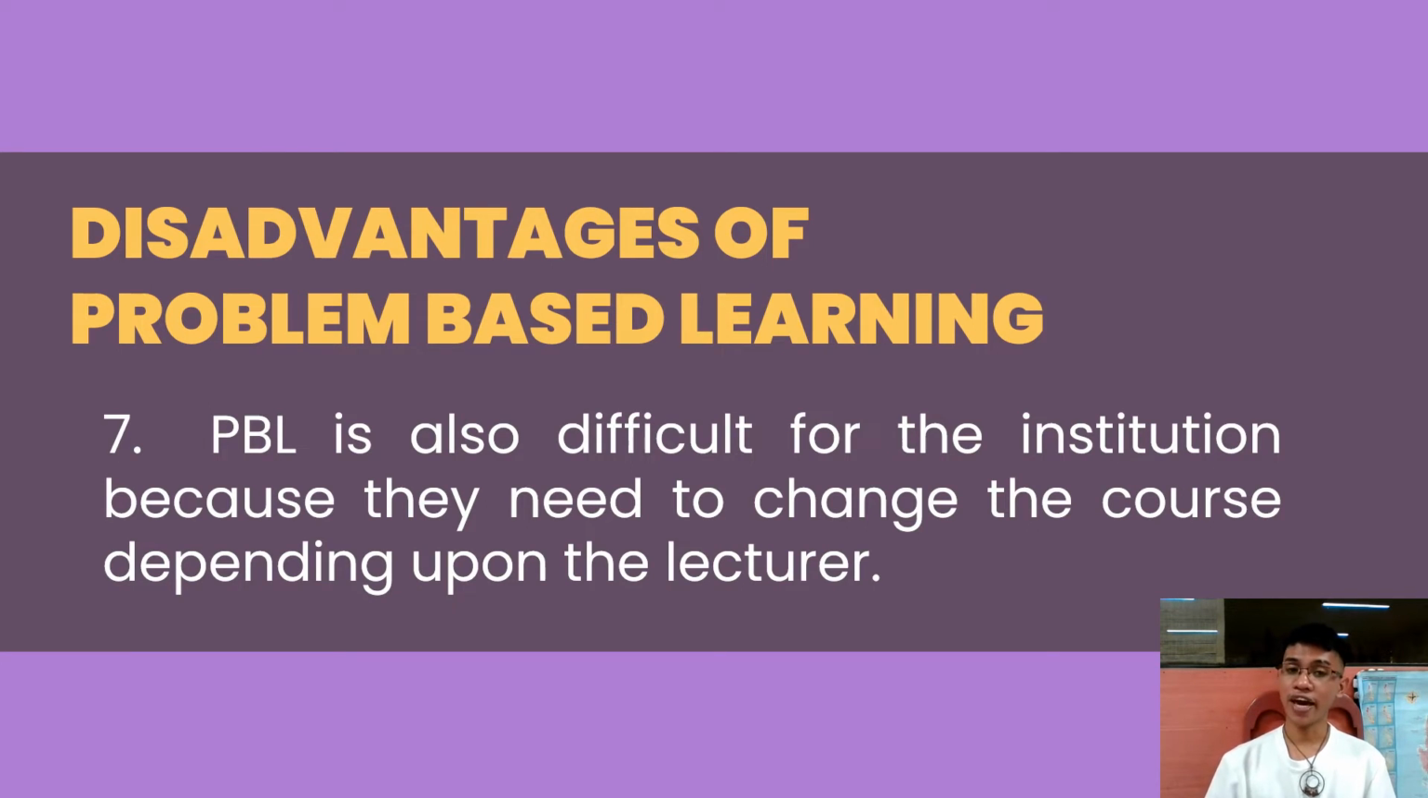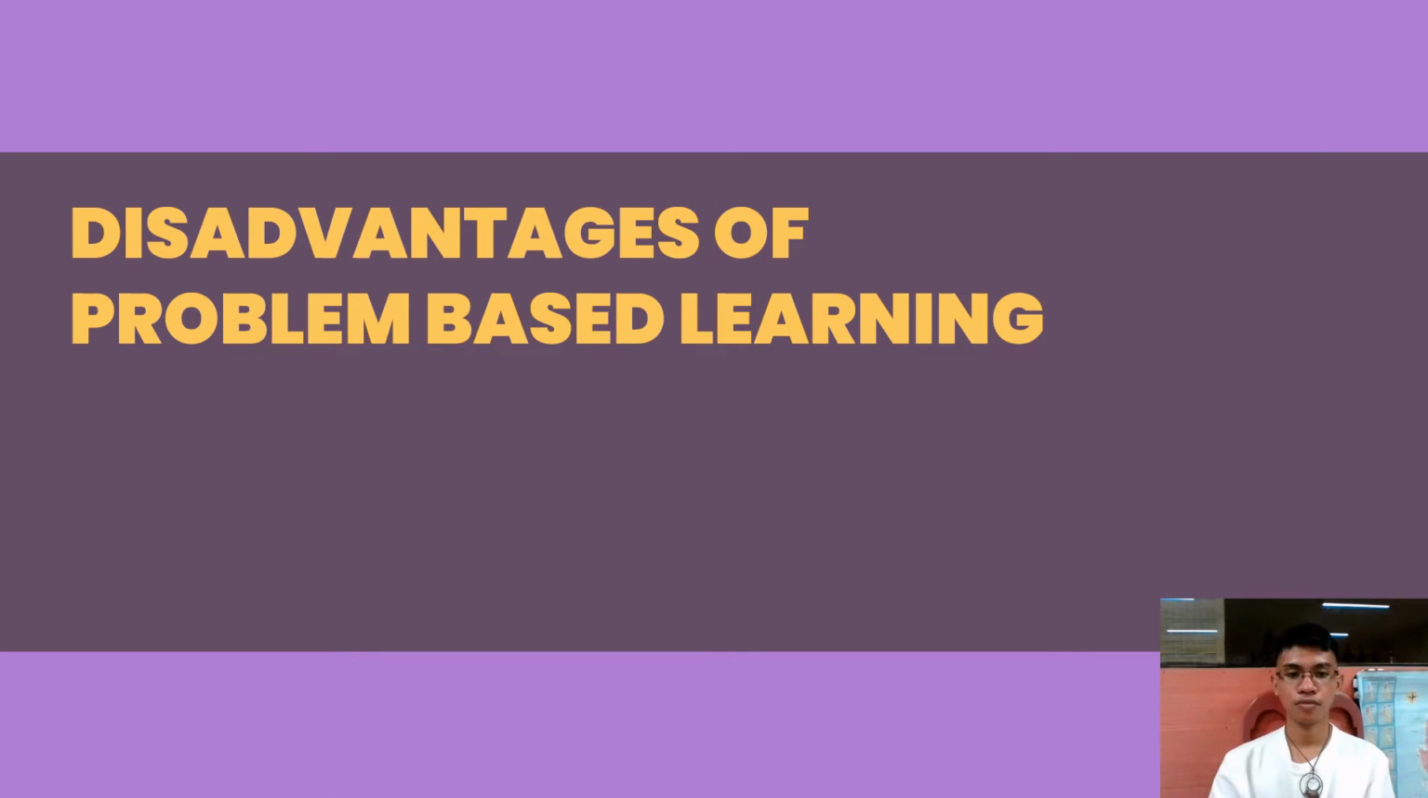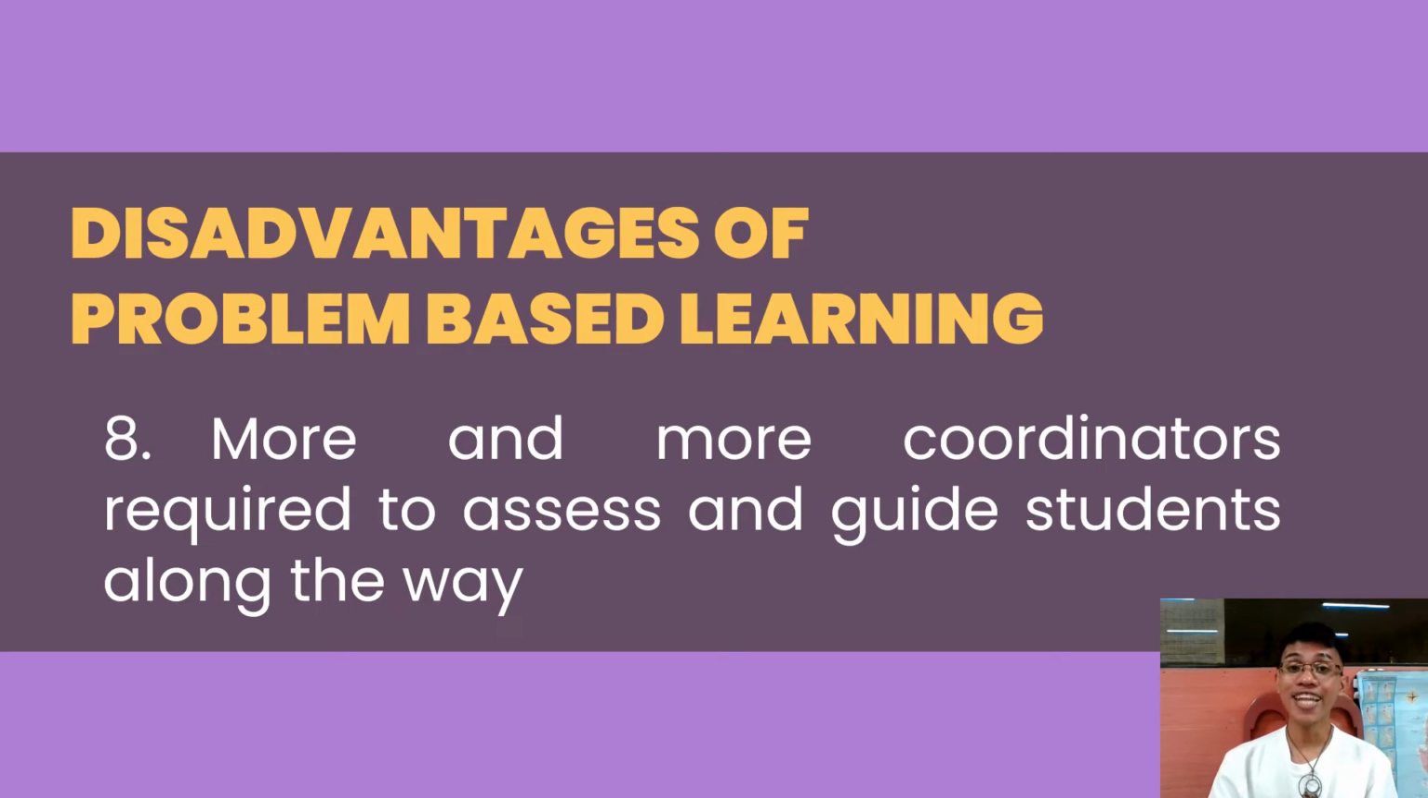Number 7, problem-based learning is also difficult for the institution because they have to change the course depending upon the lecturer, since the whole problem-based learning curriculum is an image of their ideals and how they should train the students. Lastly, number 8, more coordinators are required to assess and guide students along the way, and they also need people to create as many difficult situations as possible.